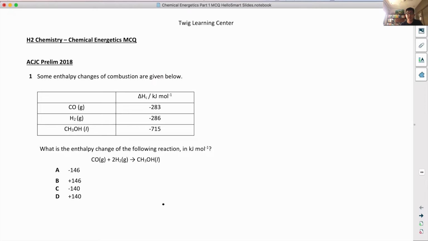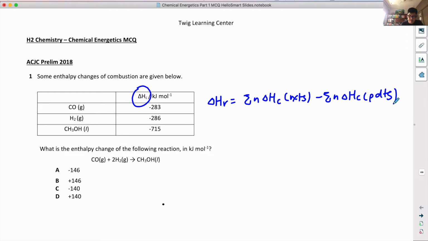ACJC Prelim 2018. Okay, so look at the data table. They gave you the enthalpy of combustion of carbon monoxide, hydrogen, and methanol. Then they ask, what's the enthalpy change of the following reaction? Since they gave you enthalpy of combustion data, I'm going to use this formula. Enthalpy of reaction is equal to the summation of the enthalpy of combustion of reactants minus the summation of the enthalpy of combustion of products. I believe most of you have seen this formula.